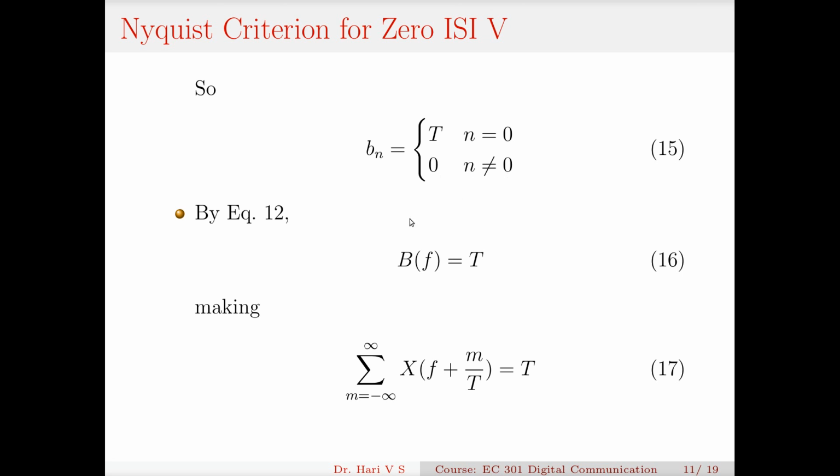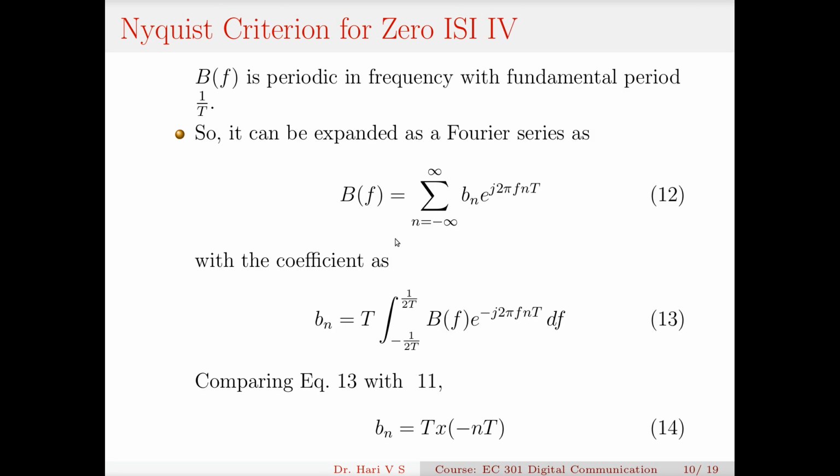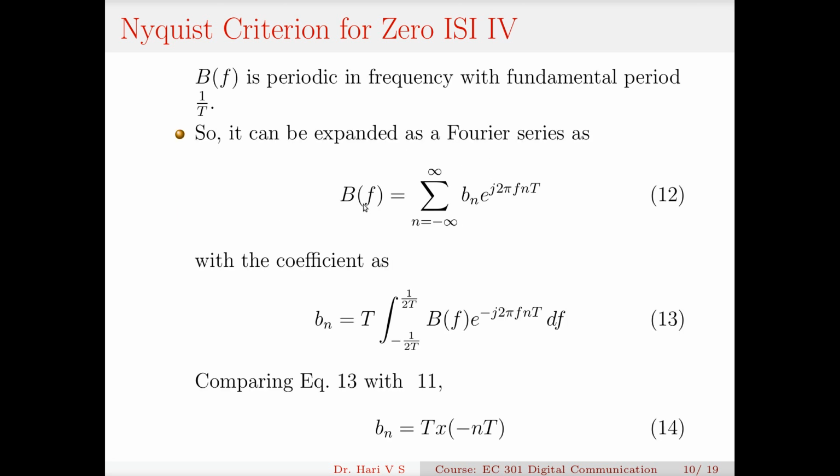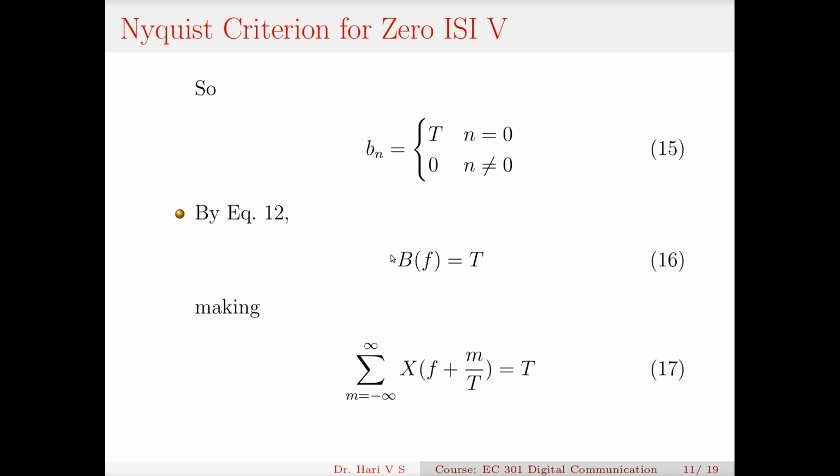So by equation 12, this B(f), when Bn has only one value, that is T for n equal to 0 and everywhere else it is 0, this summation becomes B(f) is nothing but T times e^0. There is only one term in it, because Bn is 0 everywhere except n equal to 0, so B(f) is nothing but my T, and that is my proof. B(f) is nothing but the sum over m from minus infinity to infinity of X(f + m/T), that is equal to T. This is a proof of the Nyquist theorem of zero ISI.